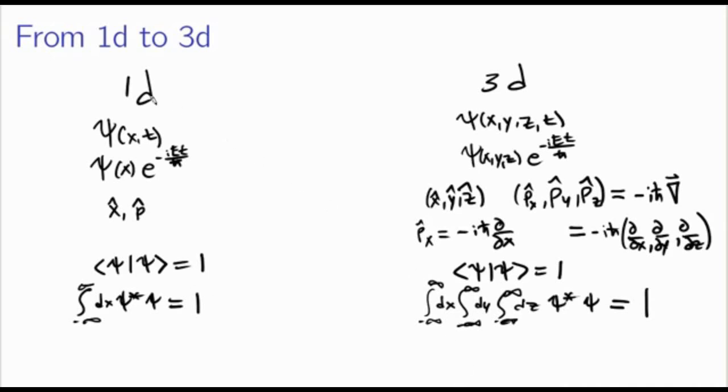So for every 1-dimensional structure, we end up with a 3-dimensional counterpart. Our wave function is going to be a function of multiple variables, and consequently we're going to have to keep track of multiple coordinates and derivatives with respect to multiple variables. And when we do things like normalize or calculate expectation values, we're going to have to be integrating over multiple dimensions.